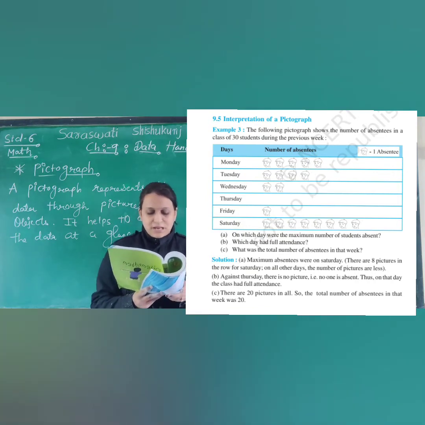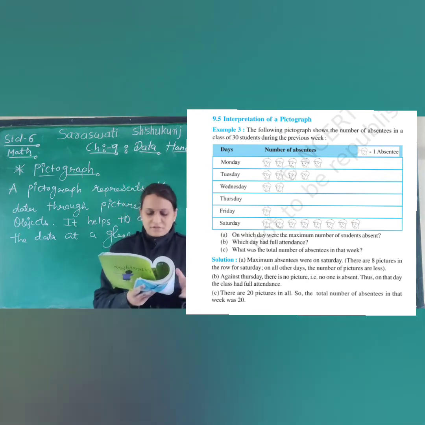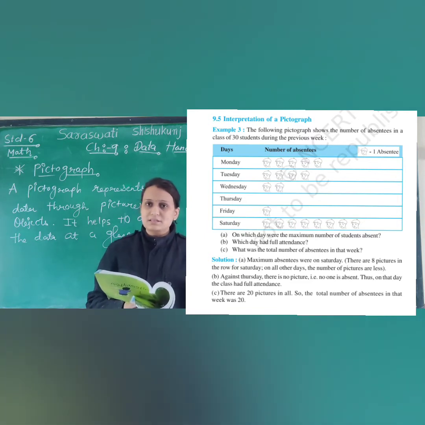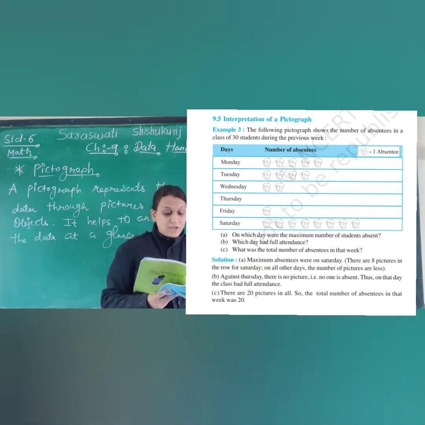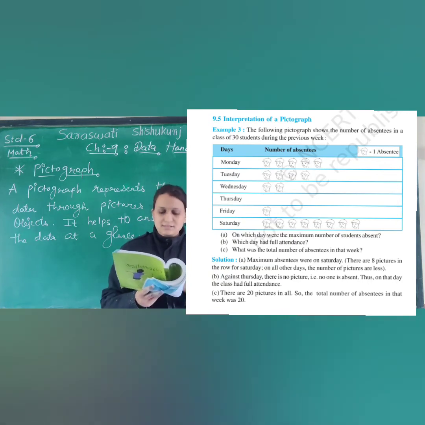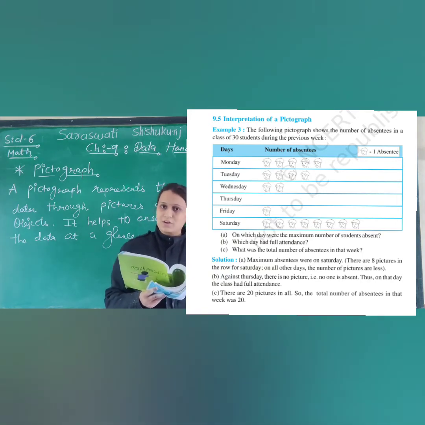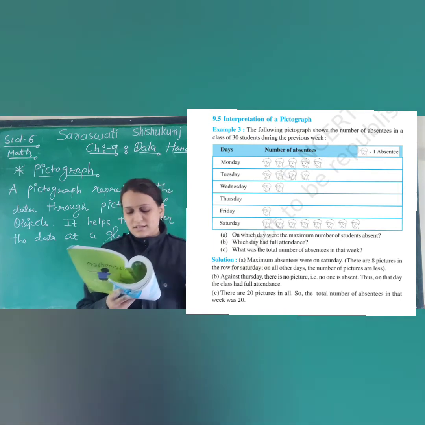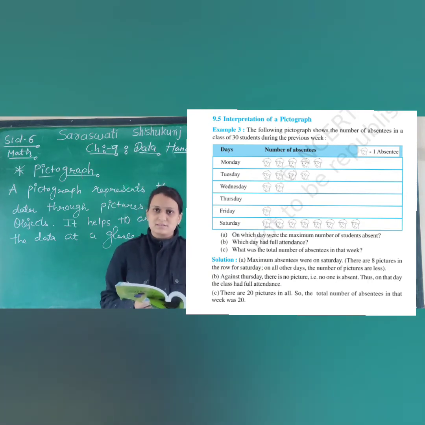Then in the B question we are given: which day had full attendance? It means all students are present, so the number of absentees is blank. On which day are all students present in the class? You can see on Thursday there is no absent student given. That row is blank. Against Thursday there is no picture, which means no one is absent. All students are present.